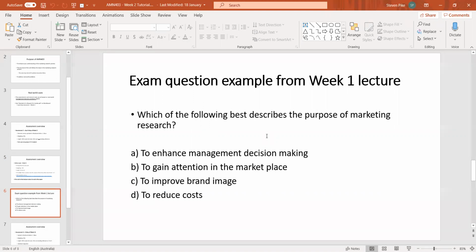Now, those exam questions that I give you at the end of each lecture as an example, such as this one, won't be in the exam. They're just to give you an idea of the format. So in this case, which of the following best describes the purpose of marketing research? And the answer is A, to enhance management decision making.